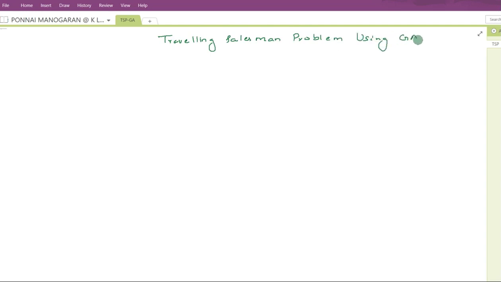Using genetic algorithm, GA. So you can see, let us write the genetic algorithm briefly. Genetic algorithm, the operations of genetic algorithm. I will write the main operations.